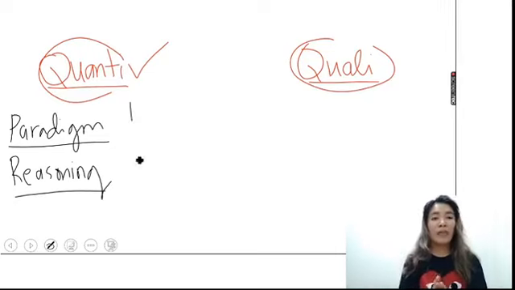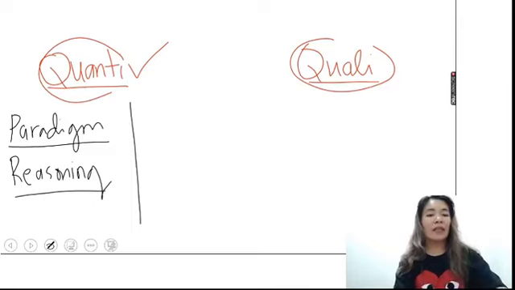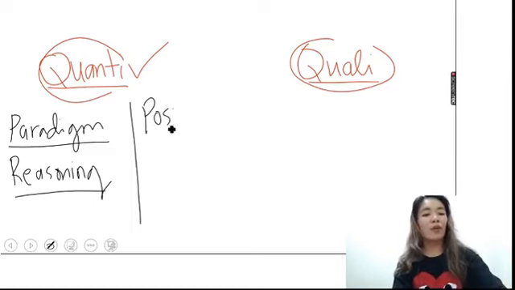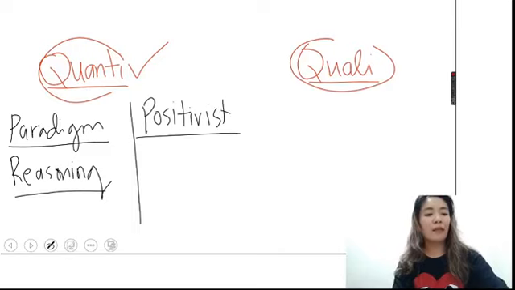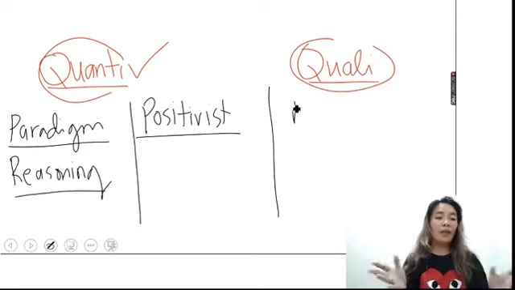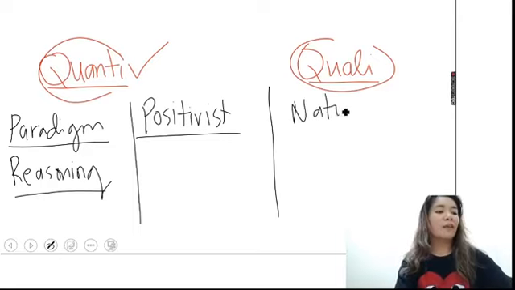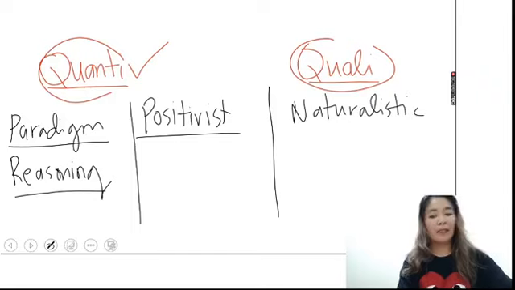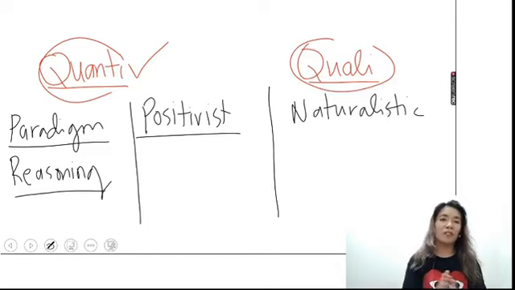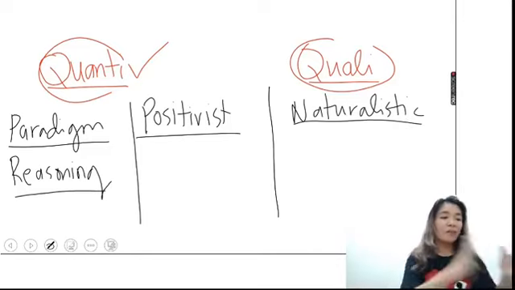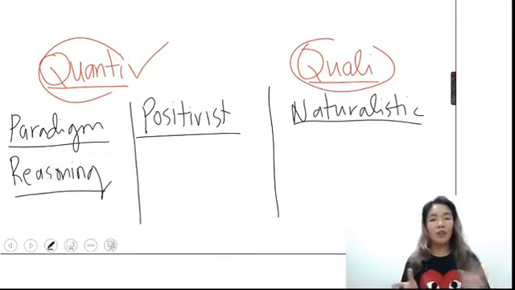Okay? Now, sa quantitative research design, ang paradigm na ginagamit natin dito is yung tinatawag natin na positivist paradigm. Okay? Positivist or post-positivism. Okay? Sa quali naman, ang ginagamit natin dito is the naturalistic paradigm. Okay? Naturalistic. Okay? Paradigm. Also known as the constructivist paradigm. So, you have positivist, naturalistic. Okay. Now, ano yung difference?